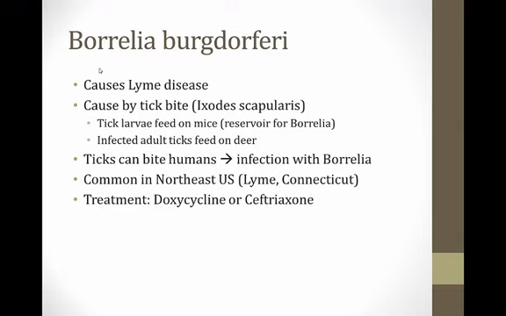Borrelia burgdorferi is a zoonotic infection. This is the cause of Lyme disease. This is a spirochete, and I talk about it in more detail in the module on spirochetes. It's caused by a tick bite of Ixodes scapularis, as I just said. The tick larvae feed on mice, which are the reservoir, and then the adult ticks feed on deer. So it's called a deer tick, but actually the reservoir is not deer, it's mice. The ticks bite humans and cause Lyme disease.